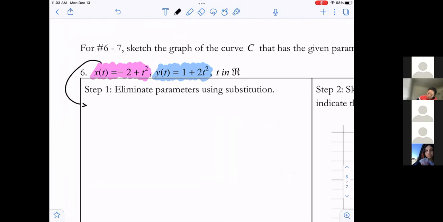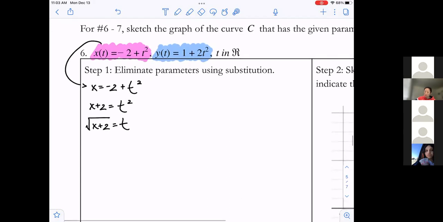So it looks like you're taking this one and you get x equals negative 2 plus t squared. So it looks like you're adding the 2 and then you get that. Okay. All right. What would we do with that? Let's say we went all the way down to t equals square root of x plus 2. What would we do with that?